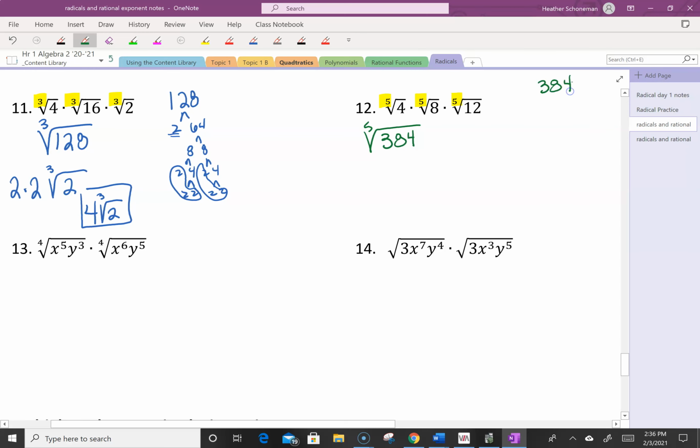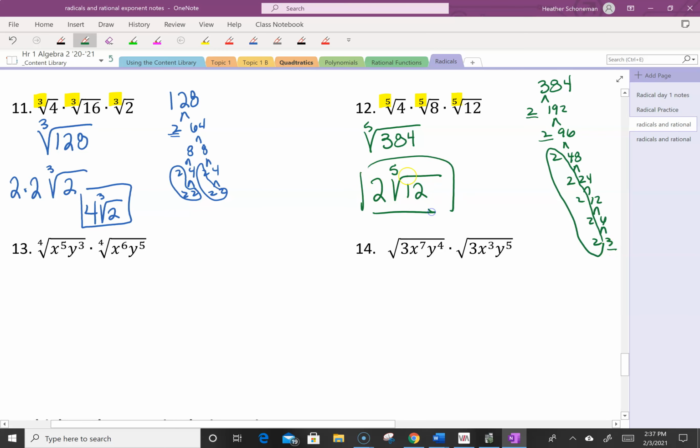So I'm going to have 384 divided by 2, 2 and 192, 2 and 96, 2 and 48, 2 and 24, 2 and 12, 2 and 6, 2 and 3. We need 5. 1, 2, 3, 4, 5. So when I simplify that, the 2 is outside. Then inside, remember on the shelf I've got the 5. And then inside I have a 2 times 2, which is 4, times 3, which is 12. And that's my final answer.